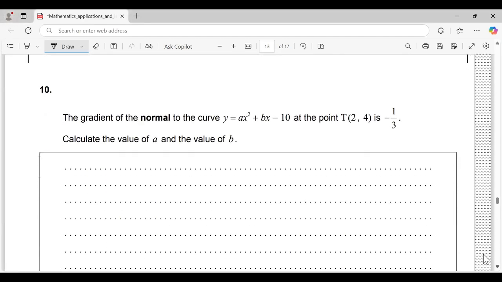Number 10. The gradient of the normal to the curve y equal ax squared plus bx minus 10 at the point 2, 4 is minus 1/3. Calculate the value of a and the value of b. Right.